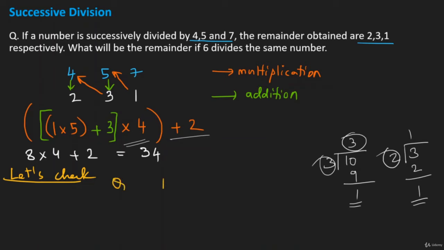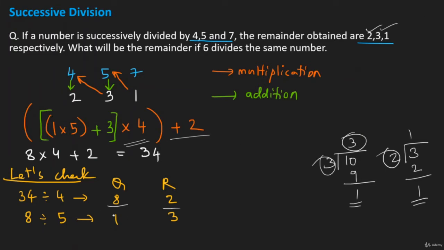I write my quotients over here and remainder over here. I start with 34 divided by 4. That gives me a quotient of 8, right? 8 into 4 is 32 and a remainder of 2. That's satisfied, right? I'm getting a remainder of 2 over here. Now, let me take the quotient, that's 8, and divide it with 5. 8 divided by 5 gives a quotient of 1 and a remainder of 3. That's what we wanted over here.